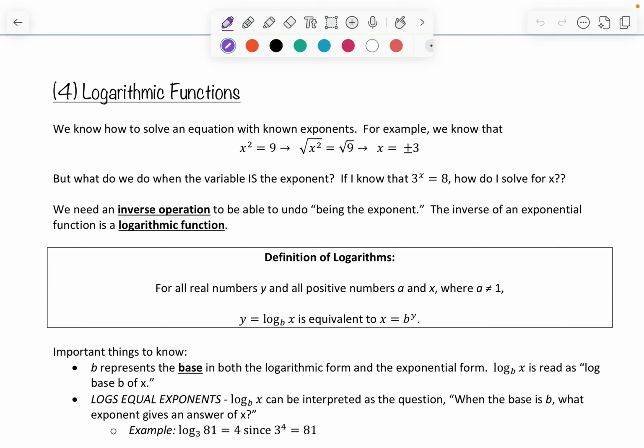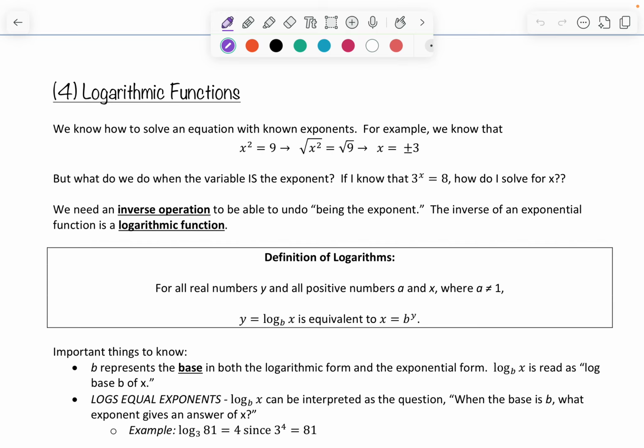This section is about logarithmic functions. So we started by looking in this unit at exponential functions, and then we looked at inverses, and inverses are functions that can undo what has been done to x. So the logarithmic function kind of comes out of a necessity with those two things combined.